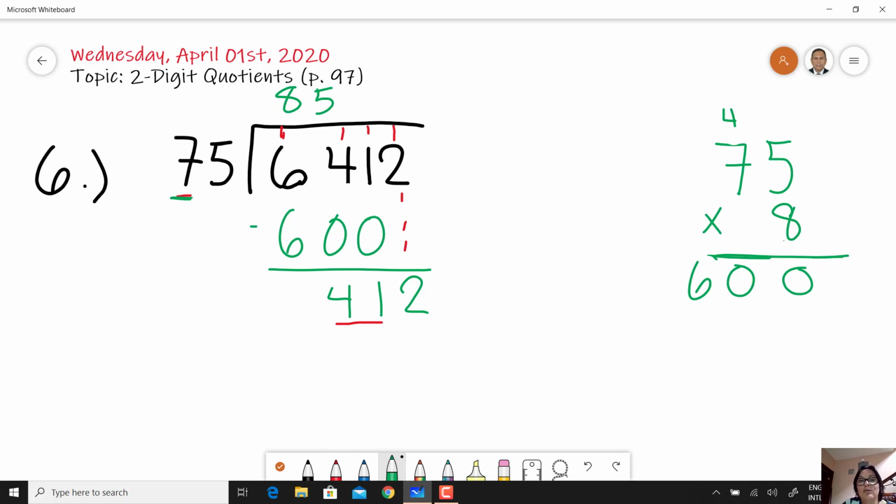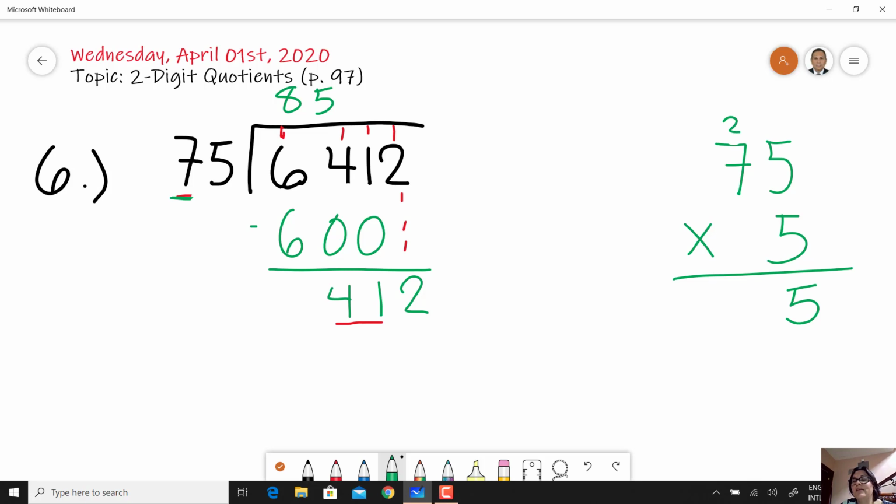But now you have to multiply 5 times 75. So let's do it. 5 times 75. 5 times 5, 25. 5 times 7, 35. Plus 2, 37. Can you use that number? Yes, because it's less than 412. So we are going to write 375. And we have to subtract.